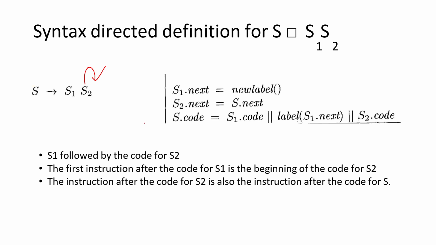Now we are writing the code, that is the syntax directed translation. First we evaluate S.code. First we evaluate S1.code. If it is true, then it will go to the label of S1.next. Else it will evaluate the S2.code. So the first instruction after the code for S1 is the beginning of the code for S2.